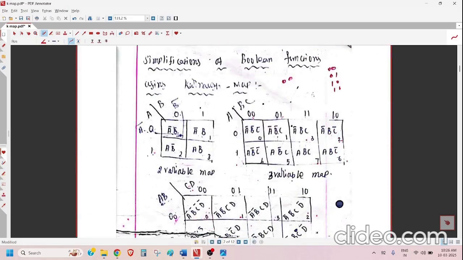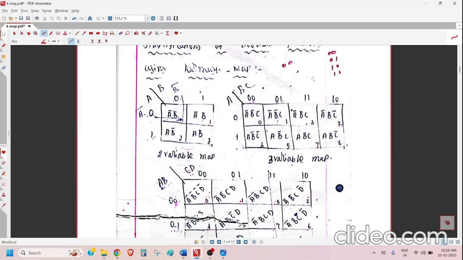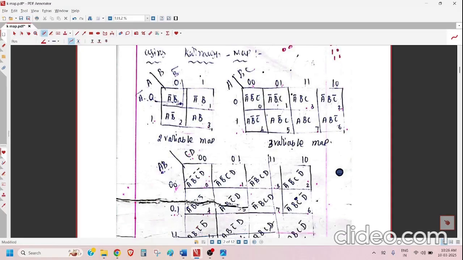Next we go for simplification of Boolean function using Karnaugh map. You can see this is the structure of K map. There are basically three types: one is two variable K map, another is three variable K map, and the third is four variable K map. Two variable K map, this is the skeleton. We have only two inputs, A and B. This is 0 and this is 1, and this side 0 and this side 1. So 0 0 means A bar B bar, and what about this box? That is 0 for A bar and 1 for B. Likewise you have to mention.